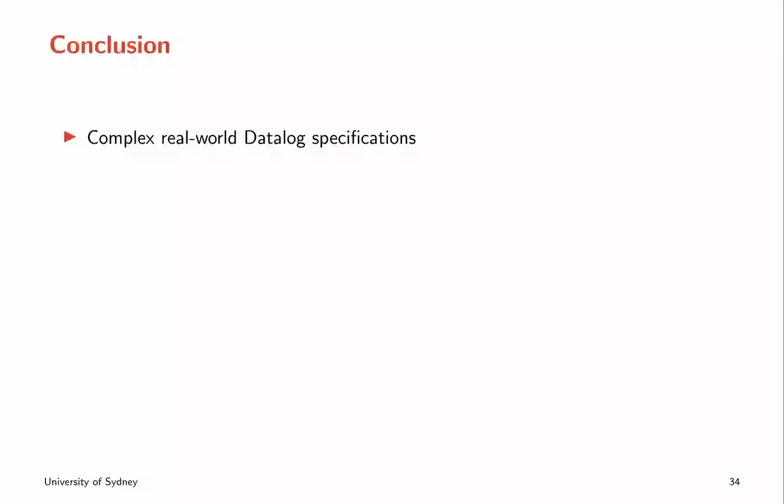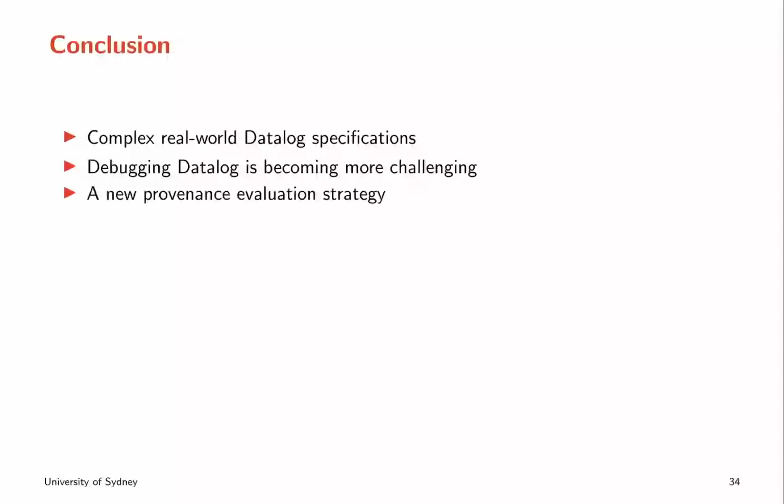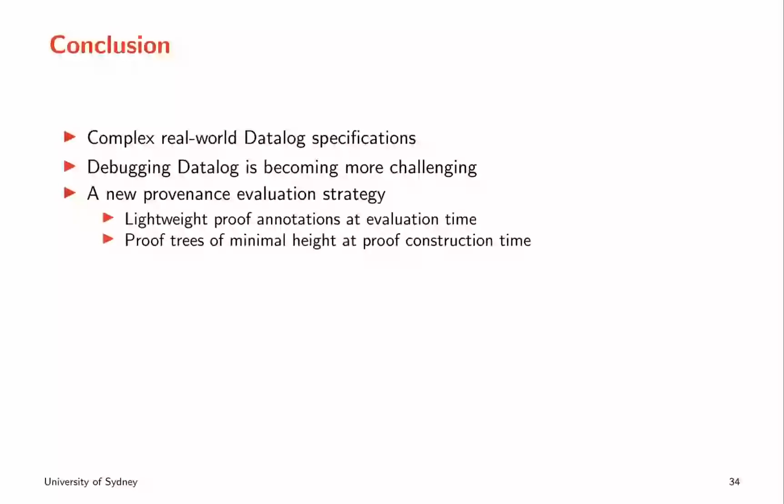So in conclusion, we've seen that real-world Datalog programs are becoming more and more complex. And as a result, debugging these large complex programs is becoming more and more challenging. So in this paper, we've introduced a new provenance evaluation strategy. So the first part of this provenance evaluation is an augmented Datalog evaluation where we compute these lightweight proof annotations. The second part is an interactive system where the user can query for proof trees. And we use these proof annotations to construct proof trees of minimal height.